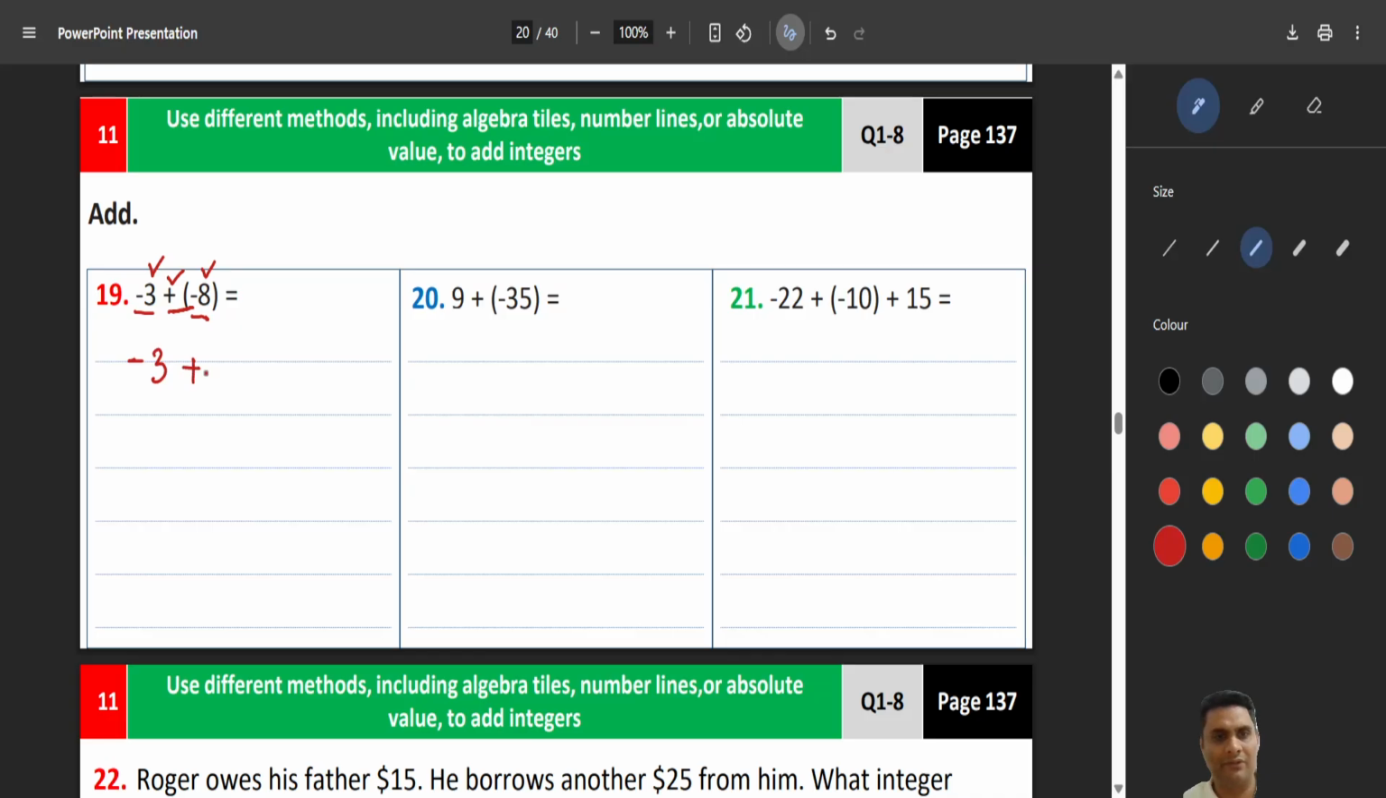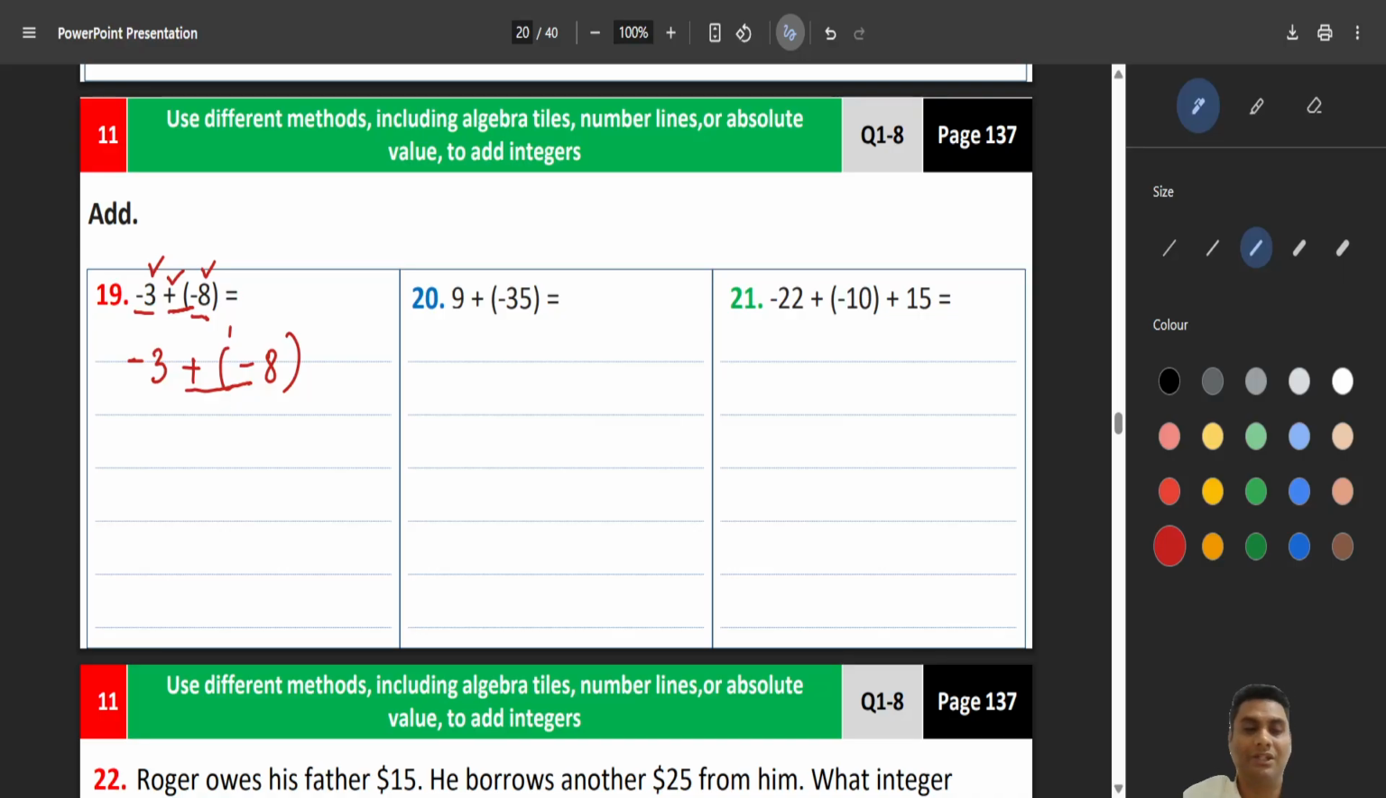-3 plus -8. Now, check this plus and minus. They are coming together and there is no number between them. So this is not acceptable. Two signs cannot come together. So we have to change them into one sign. One number should have one sign. Okay? This is the rule.